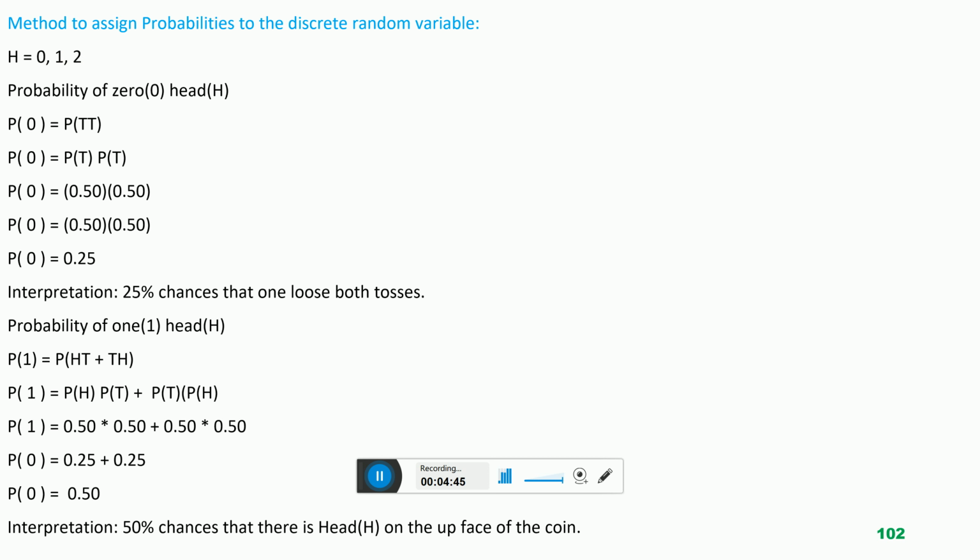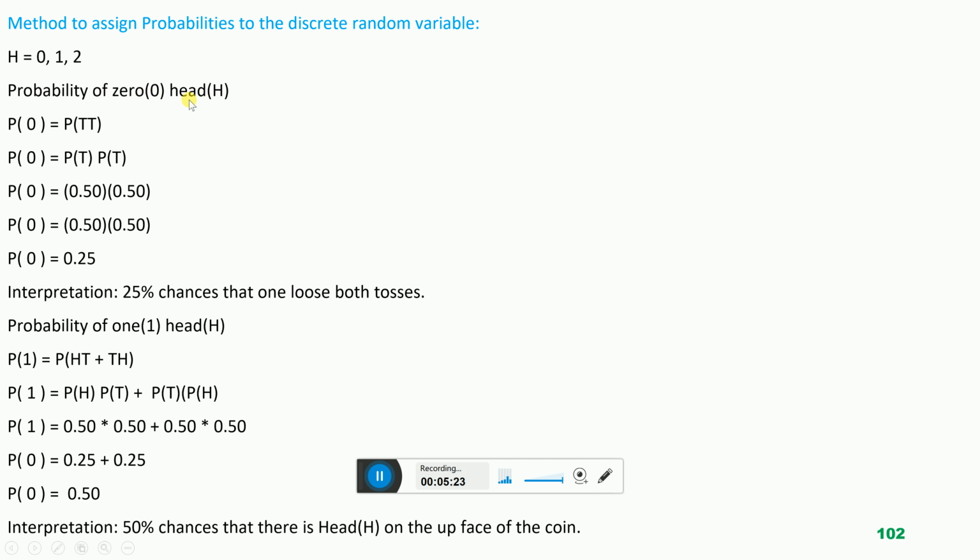So discrete probability distribution function is used to assign probabilities to the values of the random variable. Our discrete probability function is used to list the probabilities of the values of the random variable, and to develop the discrete probability distribution table. Discrete probability distribution table includes both the values of the random variable as well as the probabilities of the random variable. So we will learn how to assign probabilities to the values of the random variable.